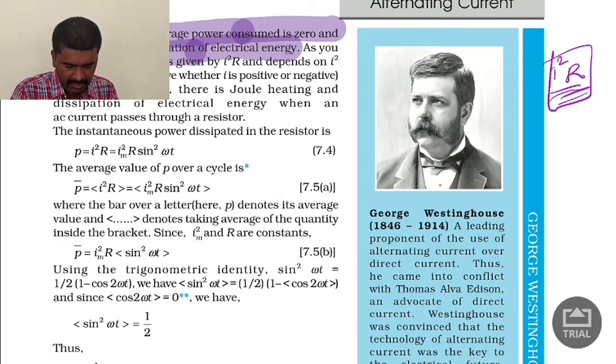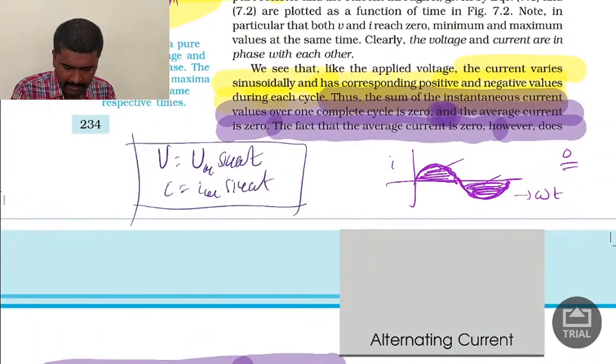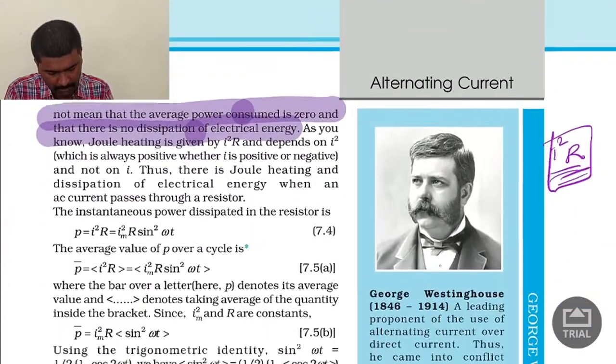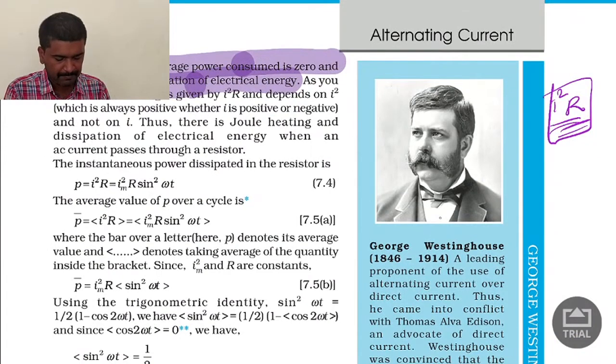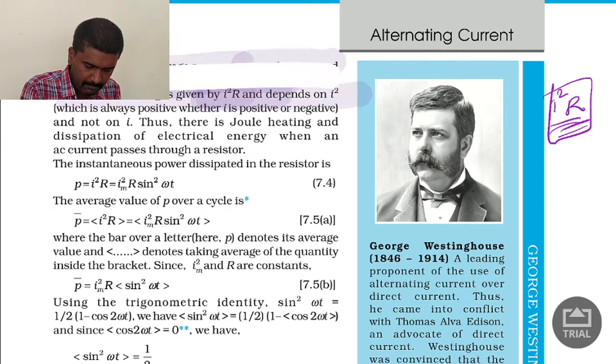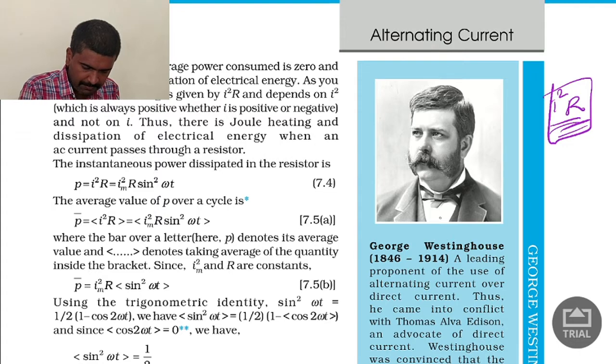Even though the current in the next half cycle is negative and in the first half cycle is positive, power dissipation will always be positive, because it depends on I square, not I directly. So I square R. Because I square is positive for any value of I, I can be negative or positive, but I square will be positive.